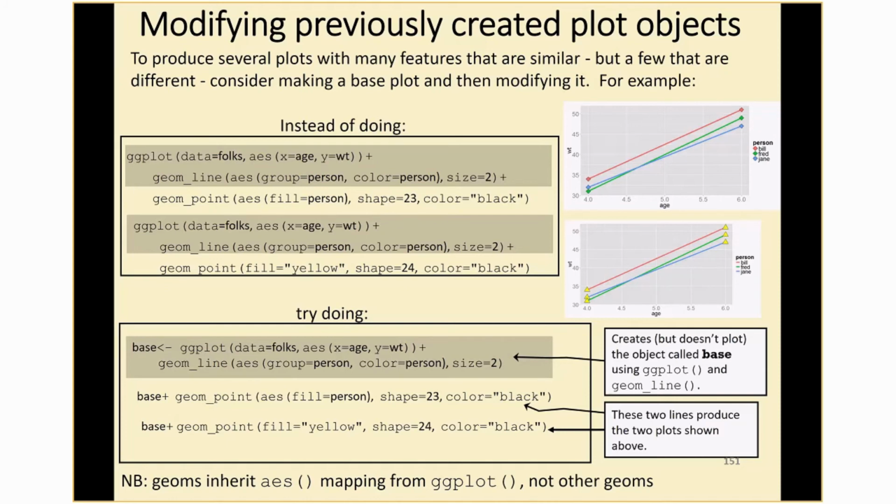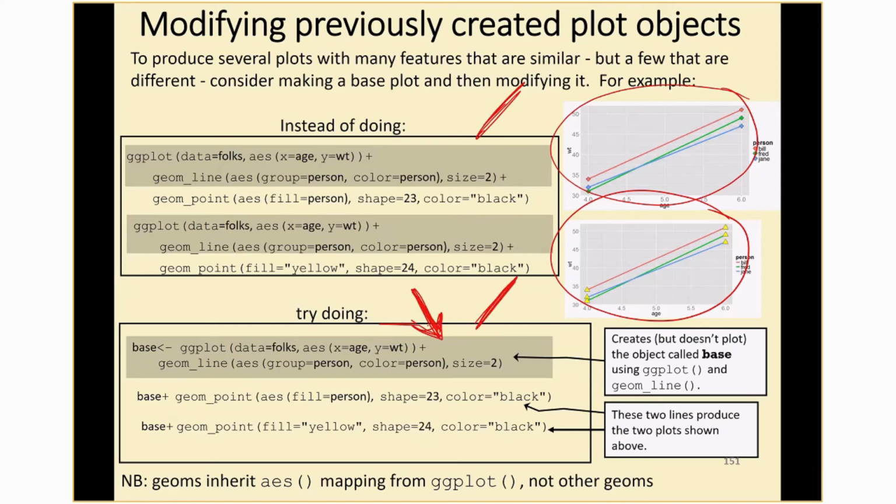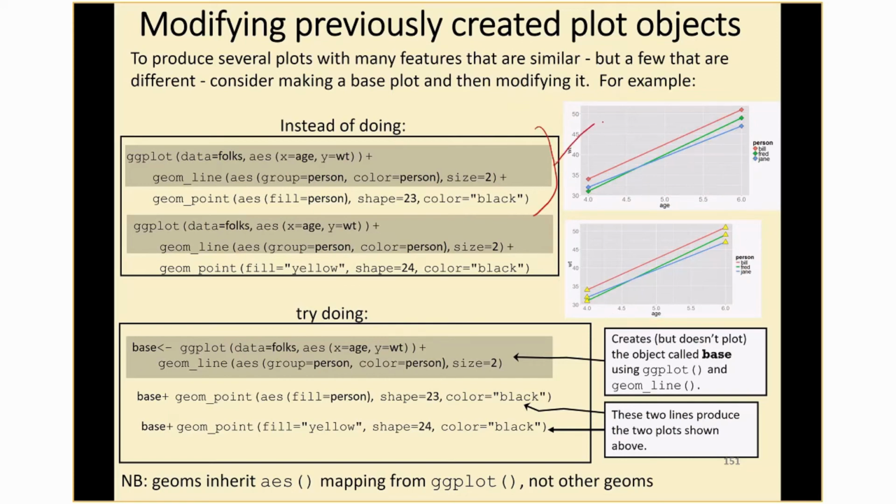My goal is to produce two plots. And here's one way to do it, and here's another way to do it. I'm going to recommend that this way, which is based on the creation and modification of a plot object, is by far the more efficient. So let's look at this first way. This code produces that plot, and this is all code that we've seen before. And this code produces that plot.